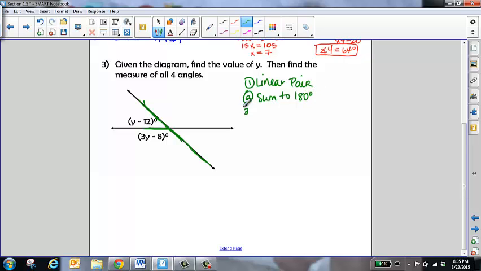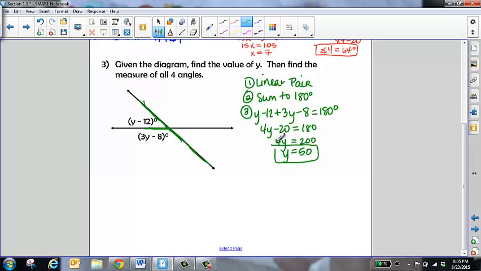So when we set up our equation, we're going to take y minus 12 plus 3y minus 8 and set it equal to 180 degrees. So that's going to give us 4y minus 20 equals 180. If we add 20 to both sides, we get 200. So y is going to equal 50.